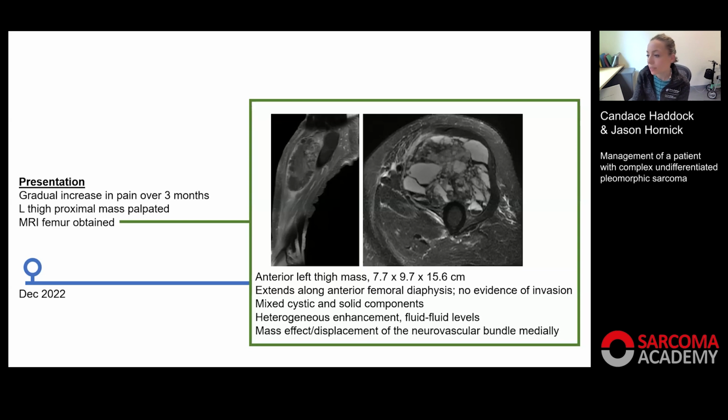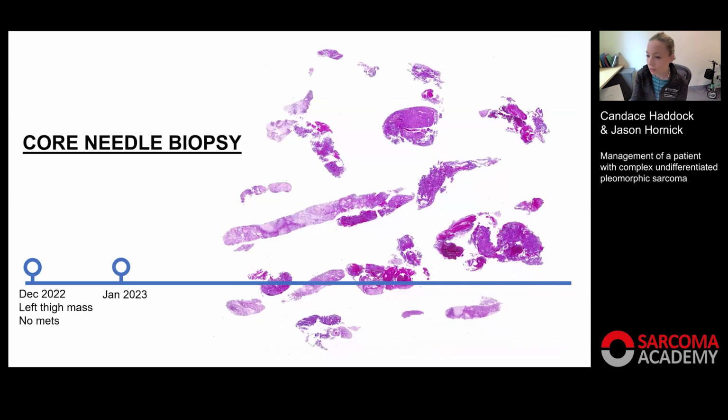On imaging, you could see that there's mixed components. So there was a prominent cystic and also solid components within, with heterogeneous enhancement and fluid levels. And you can also see that the mass was displacing the neurovascular bundle medially. At the time, the patient had staging with a CT chest, and there were no metastases noted at that time. And she then proceeded to a core needle biopsy, and I'll turn it over to Dr. Hornick to discuss those findings.